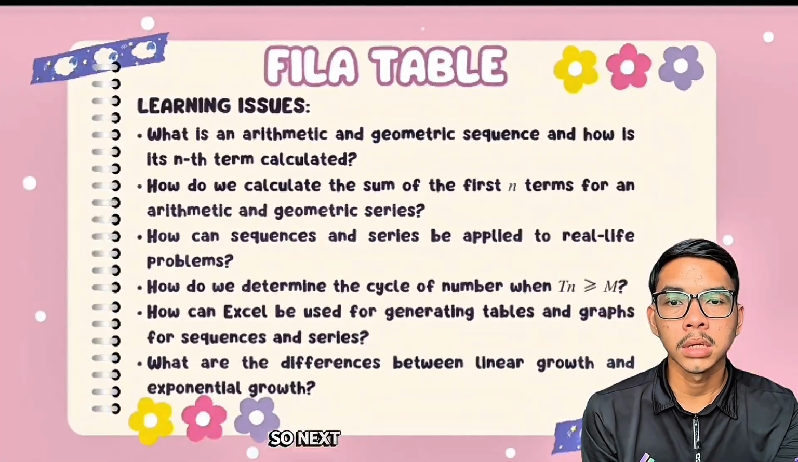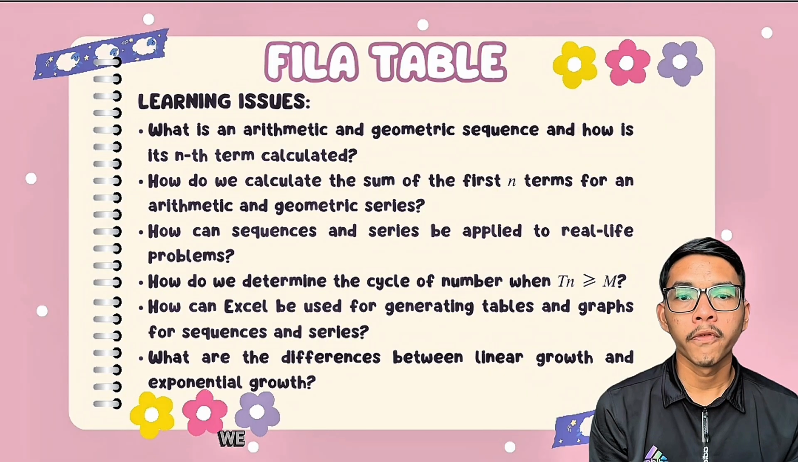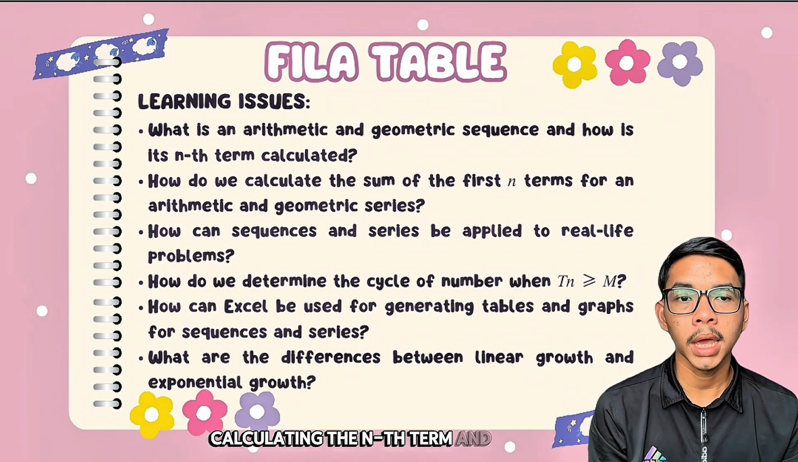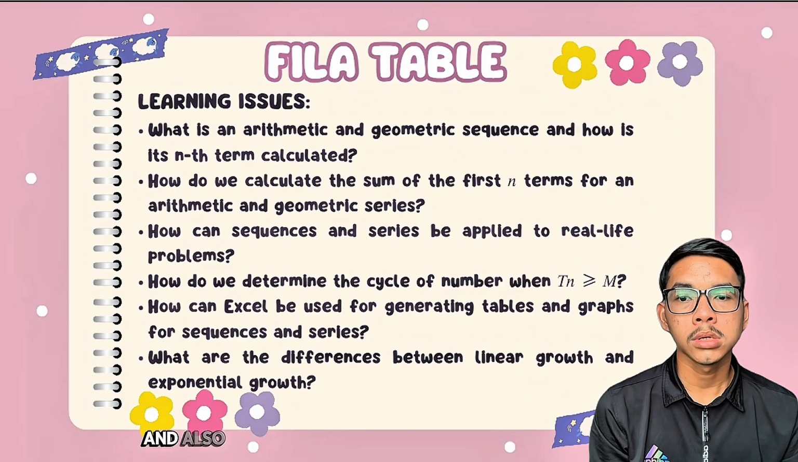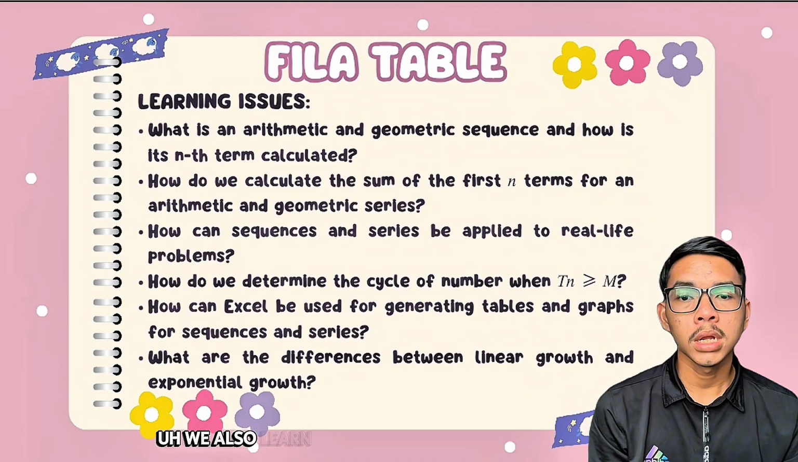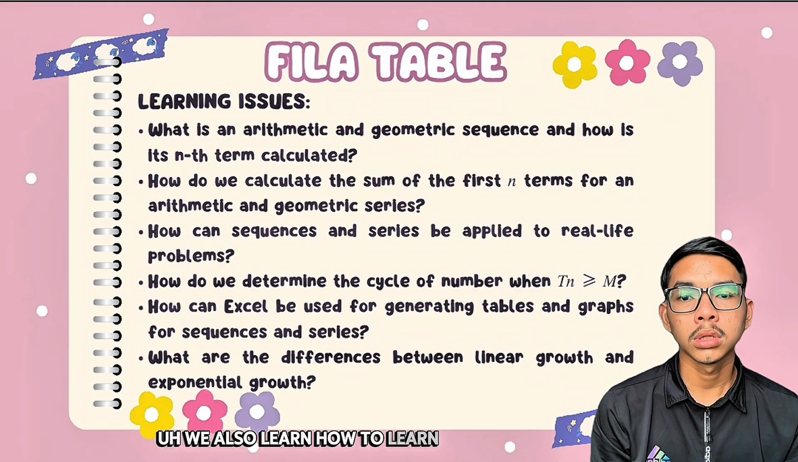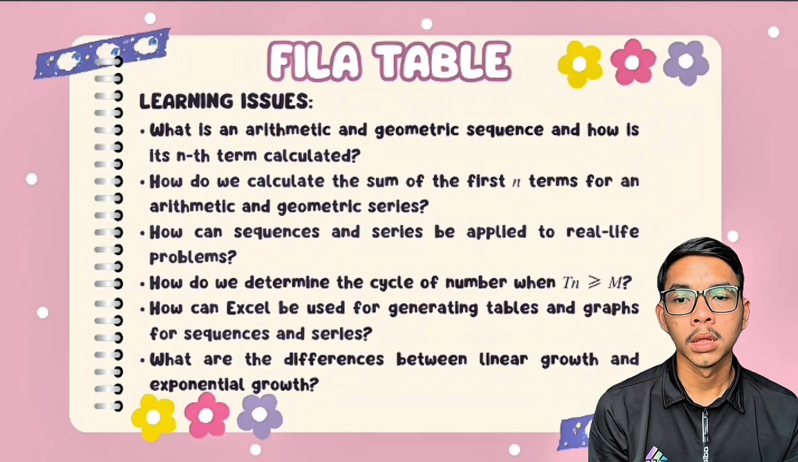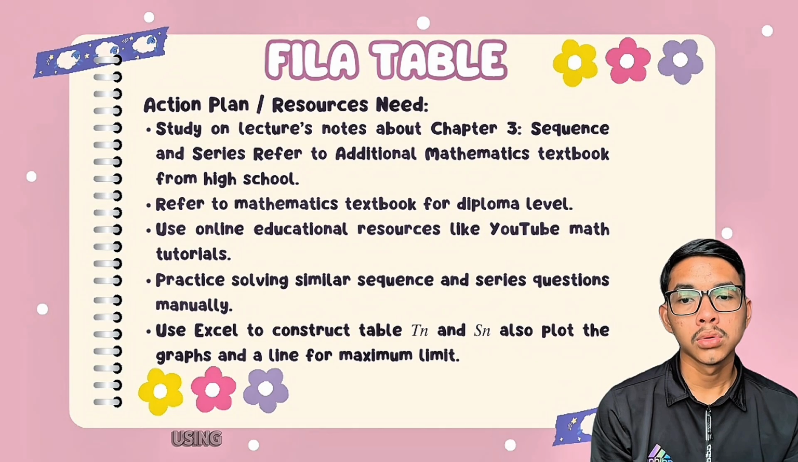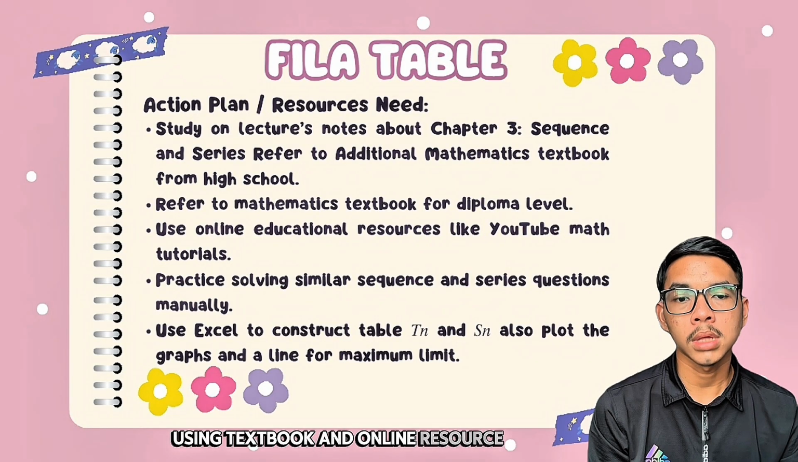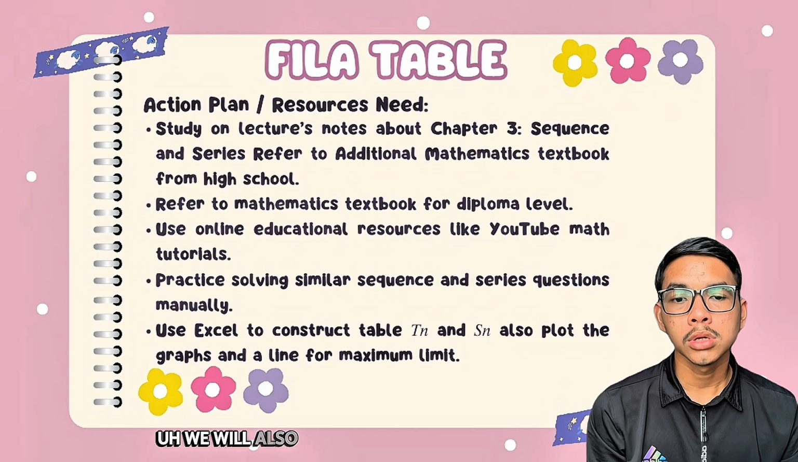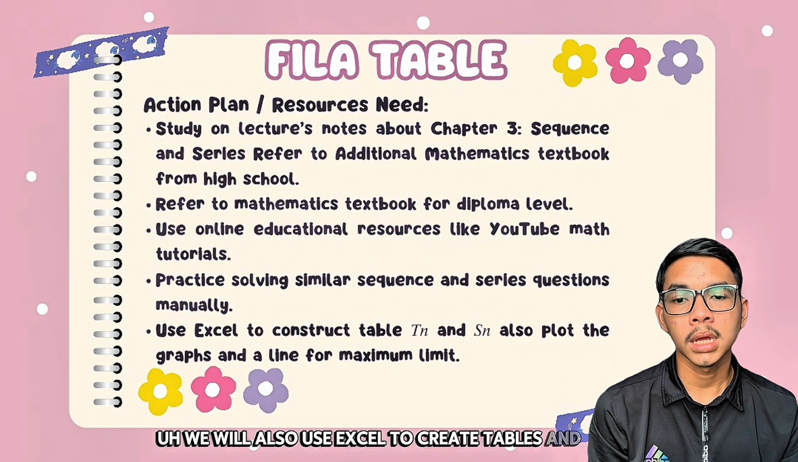So next, in learning issues, we focus on understanding sequence, calculating the nth term and total sum, and also applying this concept to engineering problems. We also learn to use Excel. Okay, so last but not least, our action plan includes studying notes, using textbooks and online resources, and practicing questions. We will also use Excel to create tables and graphs.